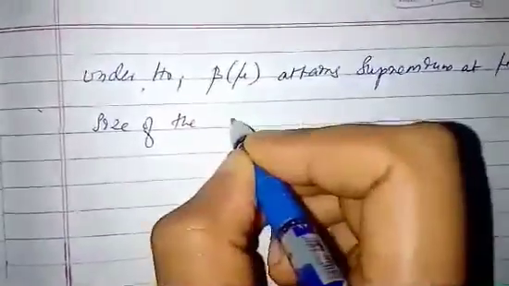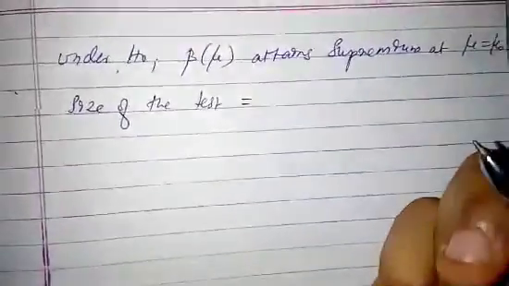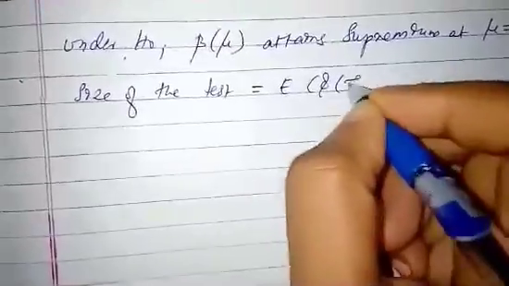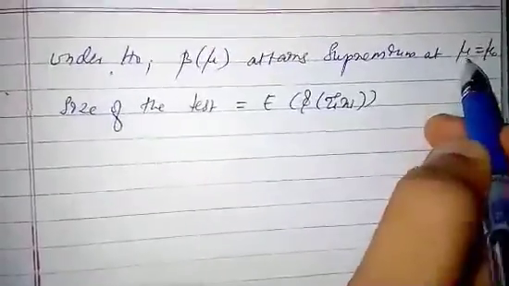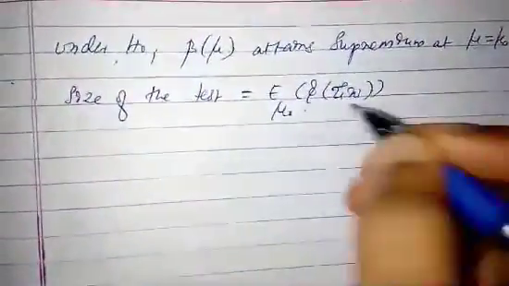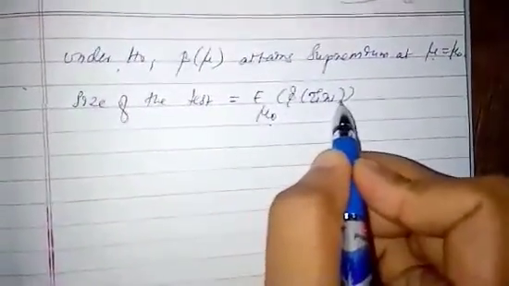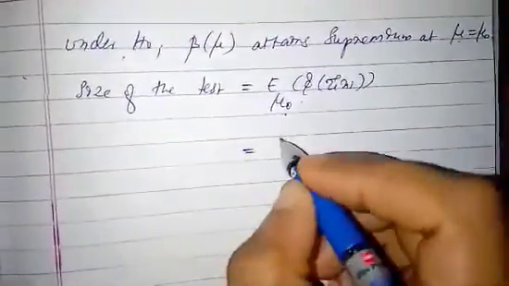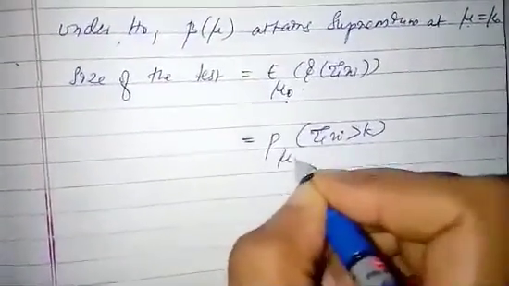Then the size of the test, what is the size of the test? It is the expectation of phi of summation xi under mu equal to mu naught. For mu equal to mu naught, the expectation of phi of summation xi attains its maximum value, which is equal to the probability of summation xi greater than k under mu naught.